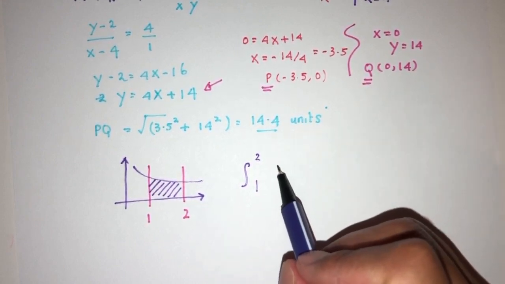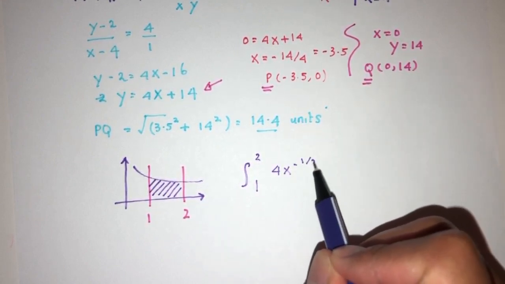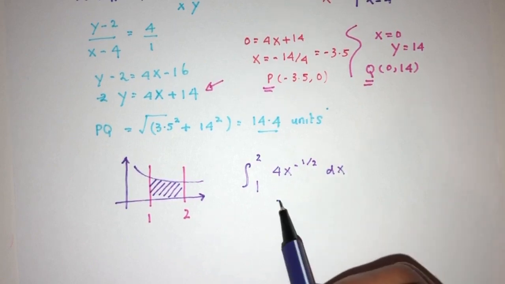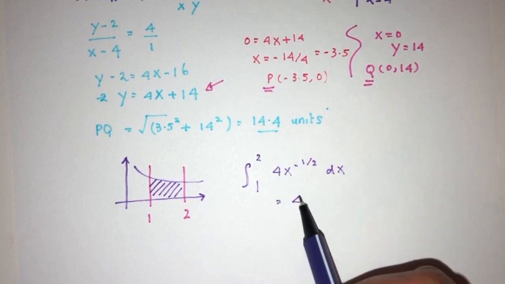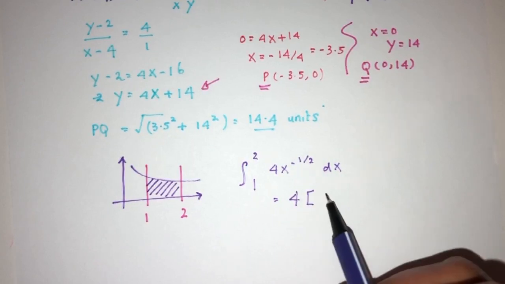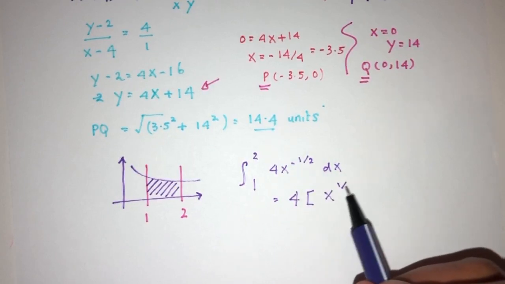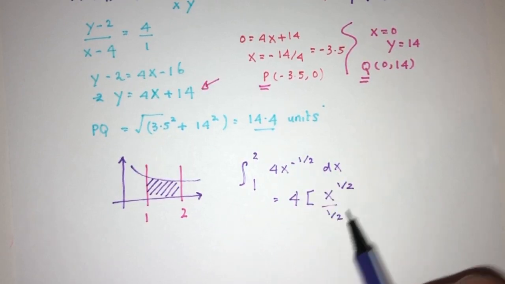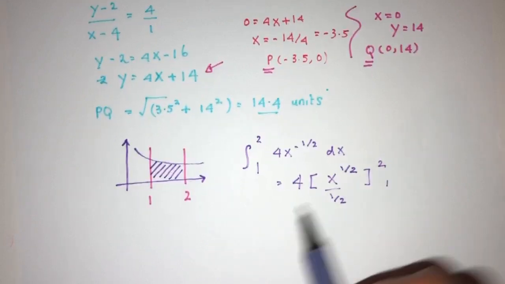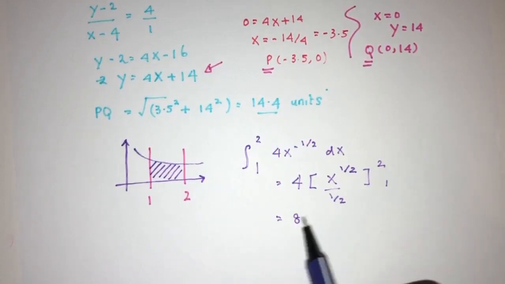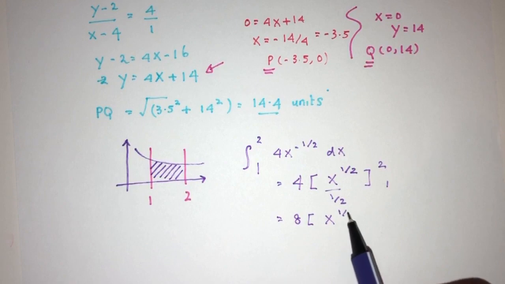The equation is 4x to the power of minus half with respect to dx. Now 4 is only a multiple, so we can leave this outside. We first increase the power by 1, which will be half, then divide by the power. The limits will be 2 and 1. And finally, we have 8x to the power of half, from 1 to 2. Right.